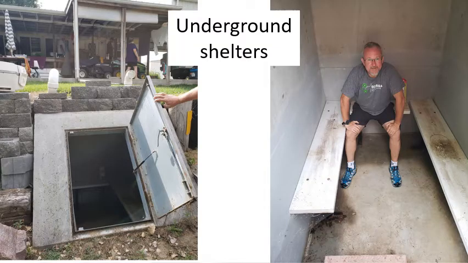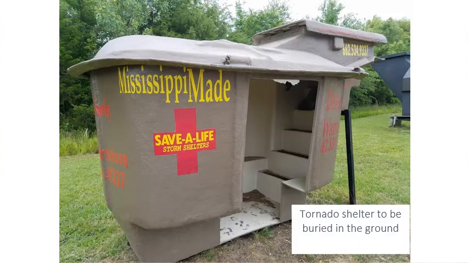Underground shelters. Underground is by far the safest place to be. So anytime you can have a shelter that's built below ground level, you are safest. Here's one that's made out of fiberglass as opposed to concrete. Ground level would be up here. You dig a hole in the ground, you drop this thing in the ground, and you would walk down the steps when the tornado comes, and you hang out down here. Now this cutout here is just so you can see what it looks like.